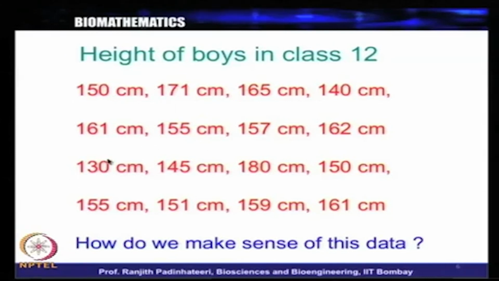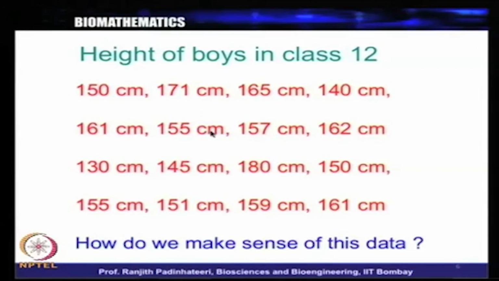Can we present this data in a different way, such that it reveals much more information just by the way we present it? Just writing down these numbers is a very bad idea. It doesn't make much sense.